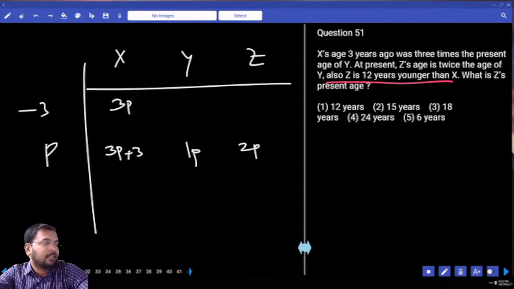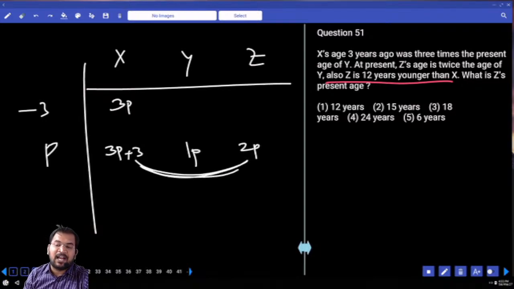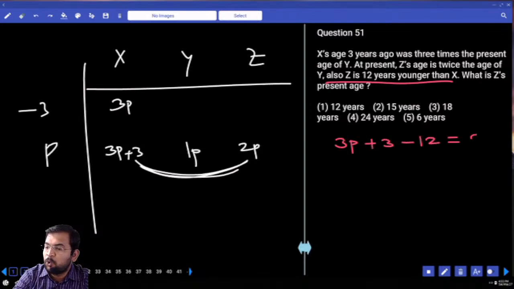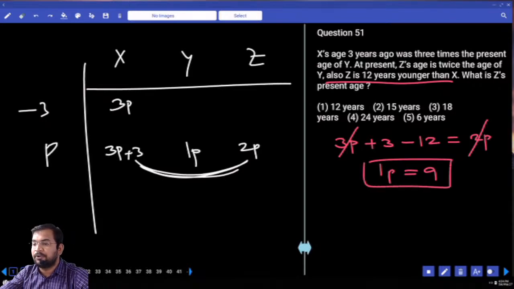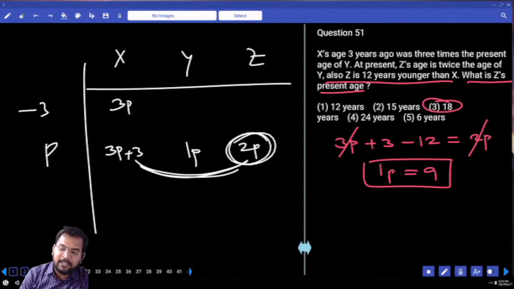Now they have given Z is 12 years younger than X. Therefore the difference between these two is what? 12 years. Z is 12 years younger. And the 3p, 3 parts plus 3, minus 12 is equal to 2 parts. And 2 parts to 3 parts, the difference is 1 part. 1 part is equal to what? 9 years. They're asking what is the age of Z? Z is 2 parts. 2 parts is what? 18.